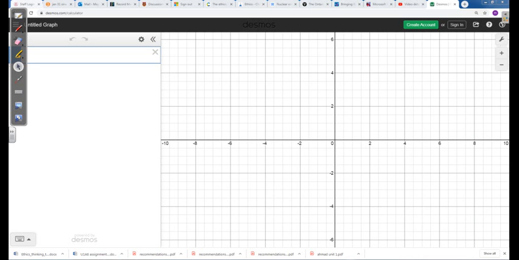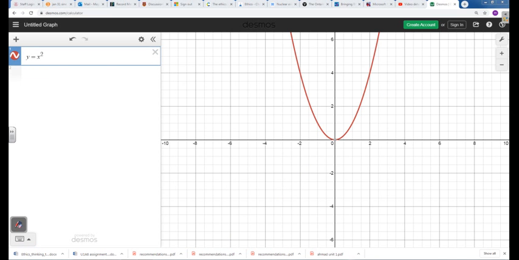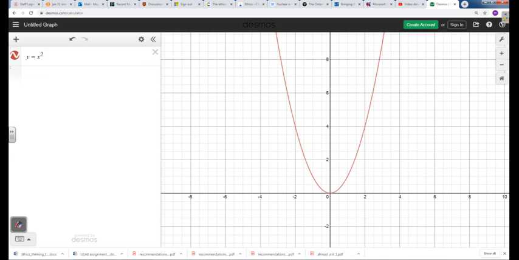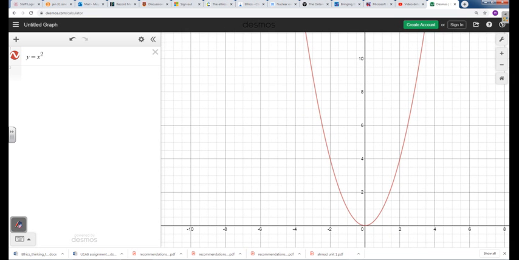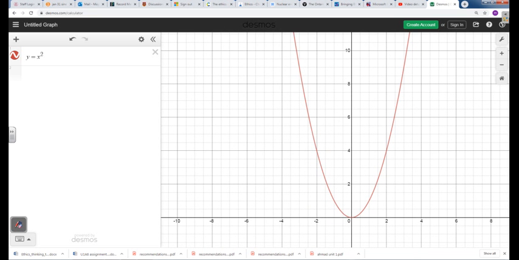So always I have the parent function so I can compare things to it. This looks like what we graphed yesterday. This is my vertex at 0, 0. And then if I have 2, it would be 4. You see these points. And if I have 3, it's going to be 9. So this is my original parent function. Now, I'm going to graph y equals 2x squared.